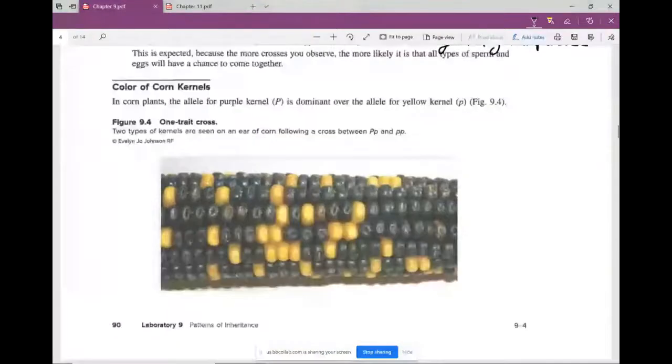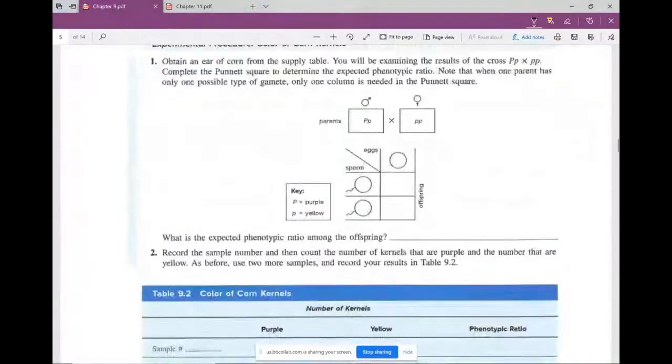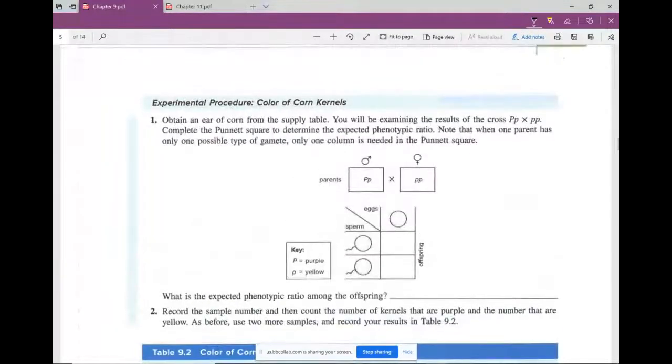So here we're doing the corn kernel. Same thing, okay? Now, here's my issue with this lab manual. This is incorrect, okay? So this is incorrect. Both parents are going to be the same. They're not going to be different. So this is going to be just like the tobacco seedlings.